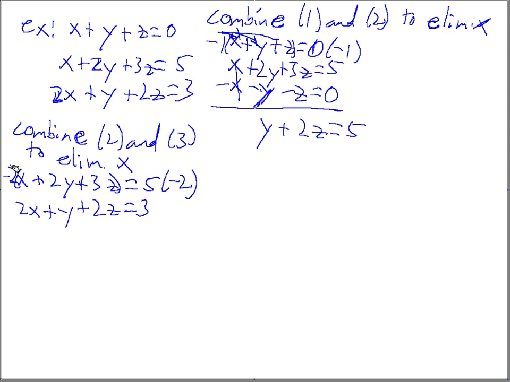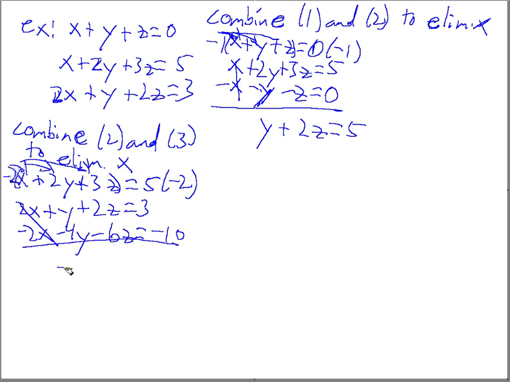Sorry about that. So let's distribute the -2. Distributing now, we get -2x minus 4y, and -2 times 3z is going to be -6z, equal to 5 times -2, which is -10. If I add them together now, as you can see, the x's go away.